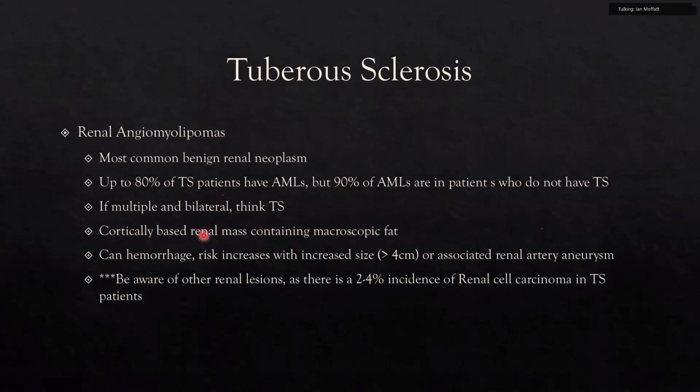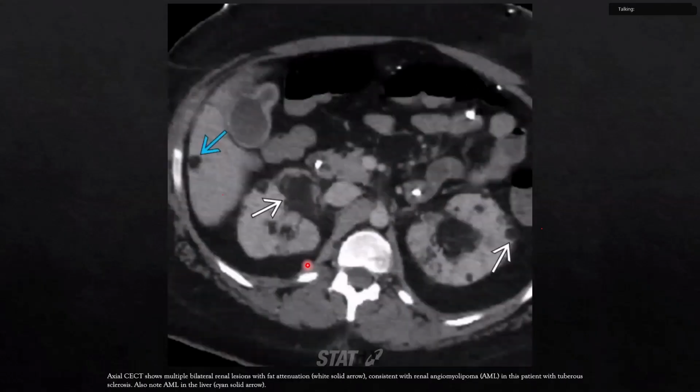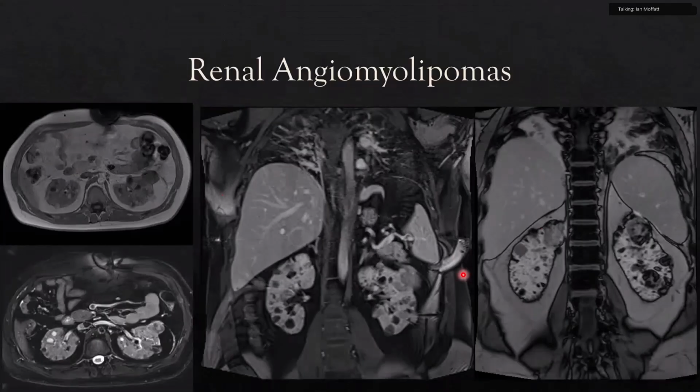And always be aware, make sure you're looking at all the renal lesions because there is a higher incidence of renal cell carcinoma in tuberous sclerosis patients. It's your typical AML on ultrasound, hyperechoic lesion, well-defined within the cortex, and typical appearance on CT, again, macroscopic fat within, multiple bilateral. And typical features on MR. So again, they're isointense on T1 to fat. They will suppress. And then this is in and out of phase imaging, demonstrating the presence of macroscopic fat.